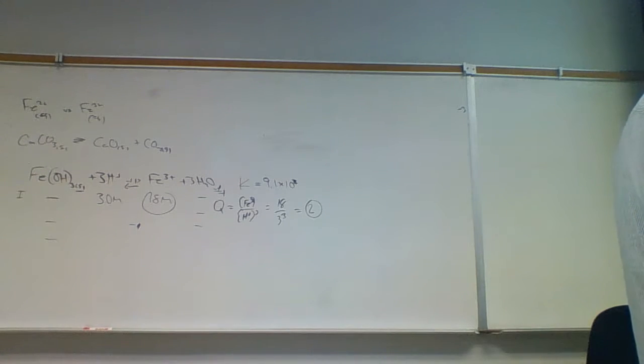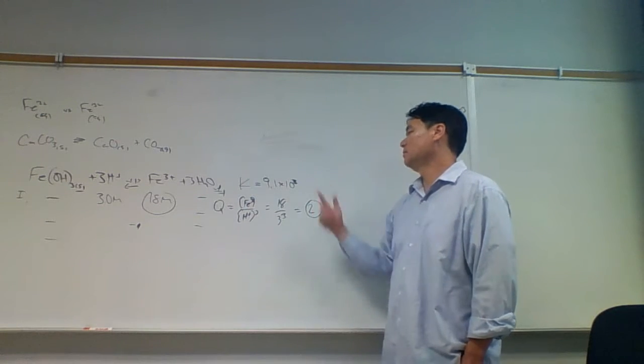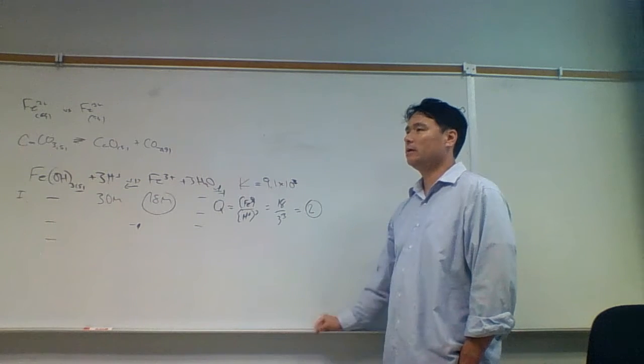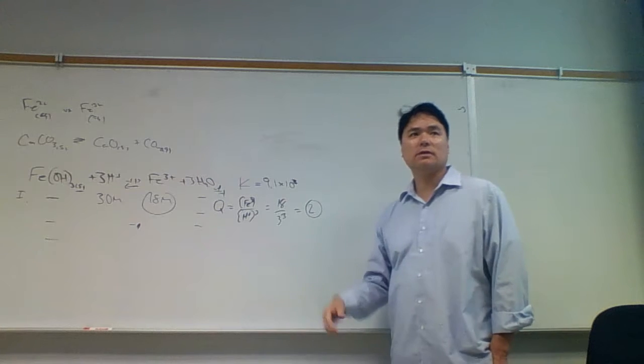So when Q is smaller, products are favored? Yeah, because the ratio is too small. When Q is too small, products are going to be favored. And so this is just Q versus K. Is our current ratio the same as our equilibrium, or is it too small or too big? If it's too big, then we have too much product. If it's too small, we have too little product. So we get to change it.